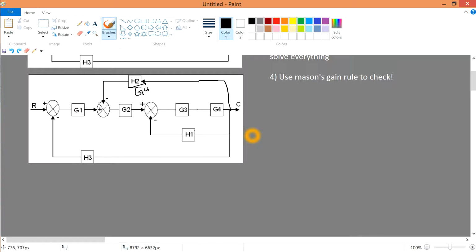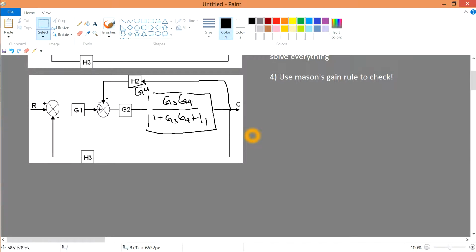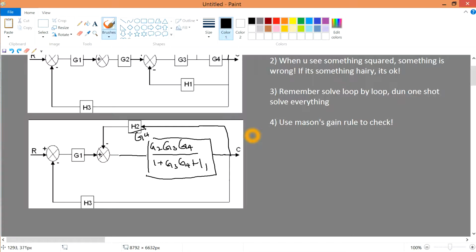Next, as I said, I'm going to rearrange this as G3 G4 and so on. The next thing I'm going to do is include this G2 inside. So I'll just multiply it in, right? And therefore what I will have is G2 G3 G4 over 1, and so on. Now again, remember to solve loop by loop, don't one-shot solve everything. This is another feedback loop, so you're going to solve again.